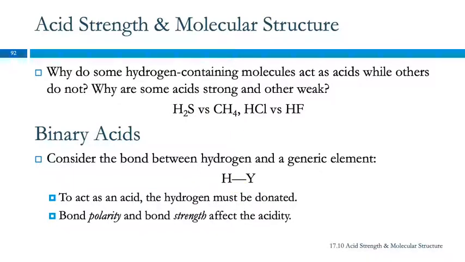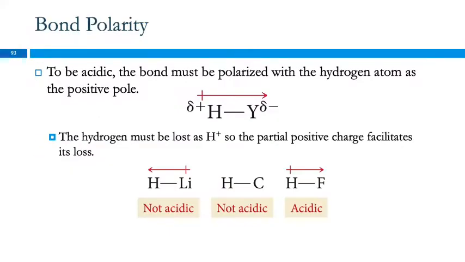In order for this to act as an acid, we have to be able to donate this hydrogen ion to something else. And the two things that affect this are bond polarity and bond strength. So in order for this hydrogen to leave as a hydrogen ion, this bond must be polarized, must be a polar bond, and the hydrogen has to be at the positive end of that polar bond, because the electrons are being drawn away by this anion Y. The hydrogen needs to be lost as an H plus ion.